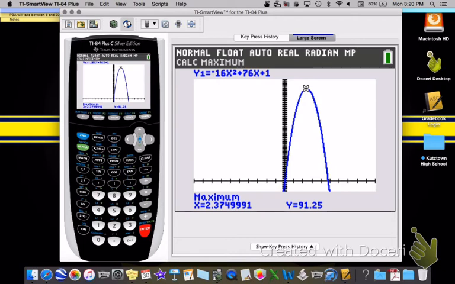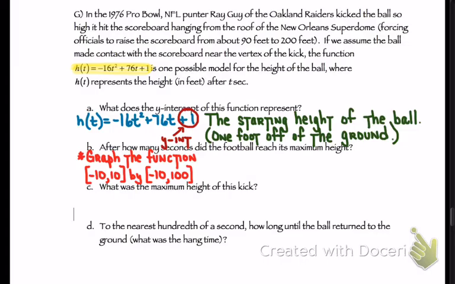I know the X is the time. I know Y is the height. So be careful. Think about that. X is time. Y is the height. So if I go back into my notes, how many seconds did the football reach its maximum height? Well, X is the time. So it's got to be the maximum height, approximately 2.37 seconds.